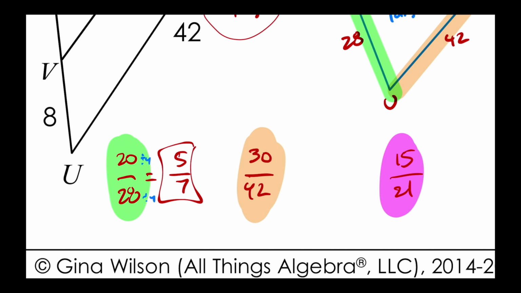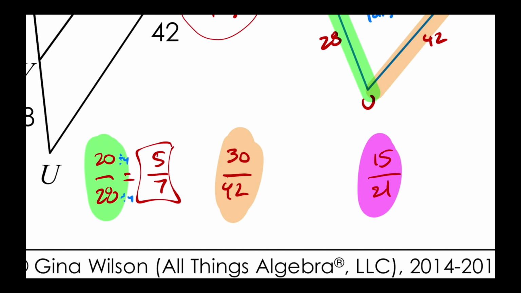And then if I do the same thing over here for the pink, 15 divided by, what can I divide 15 by? By 3. Divide by 3, divide by 3. I get 5 over 7. So woohoo! That and that are equal. Okay, let's do the orange one, because just because 2 are equal doesn't mean we're done.